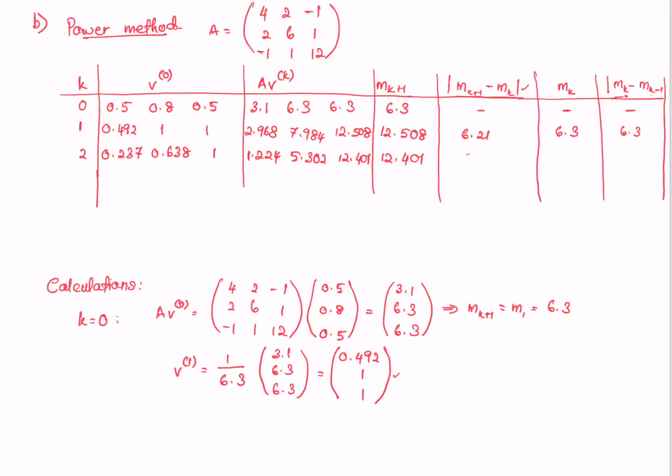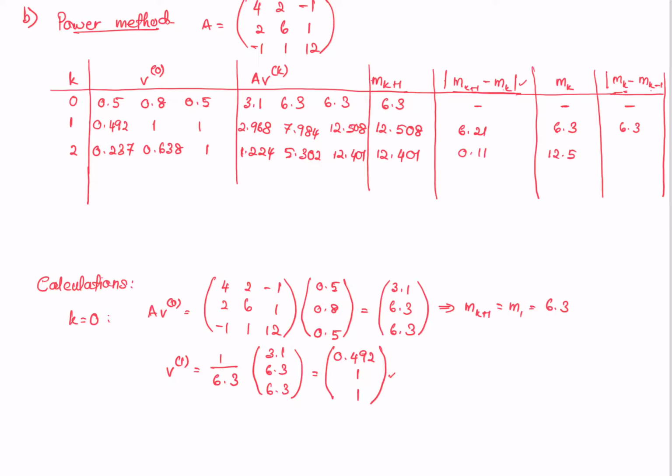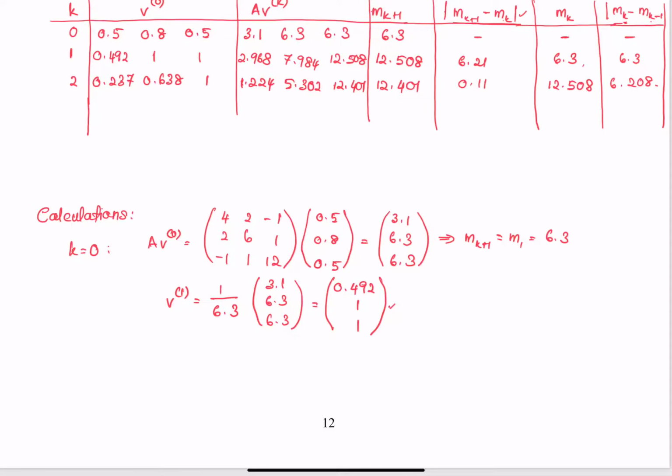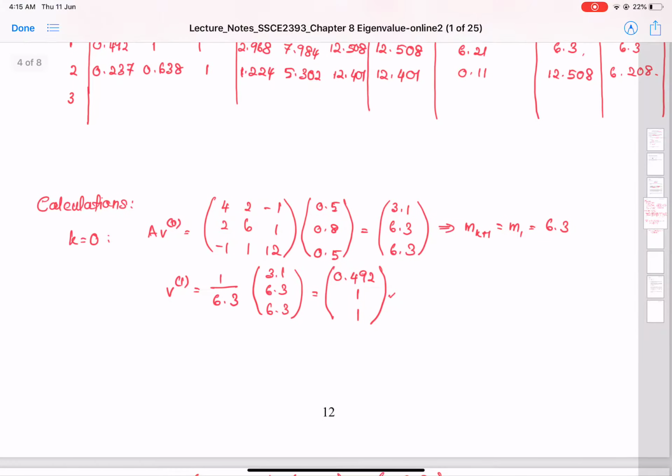0.11 because we have our M3, and our M2 is equal to 12.508. And then if you minus M_k, which now is M2 minus M1, you will get 6.208. And then now we need to proceed with k equal to 3.